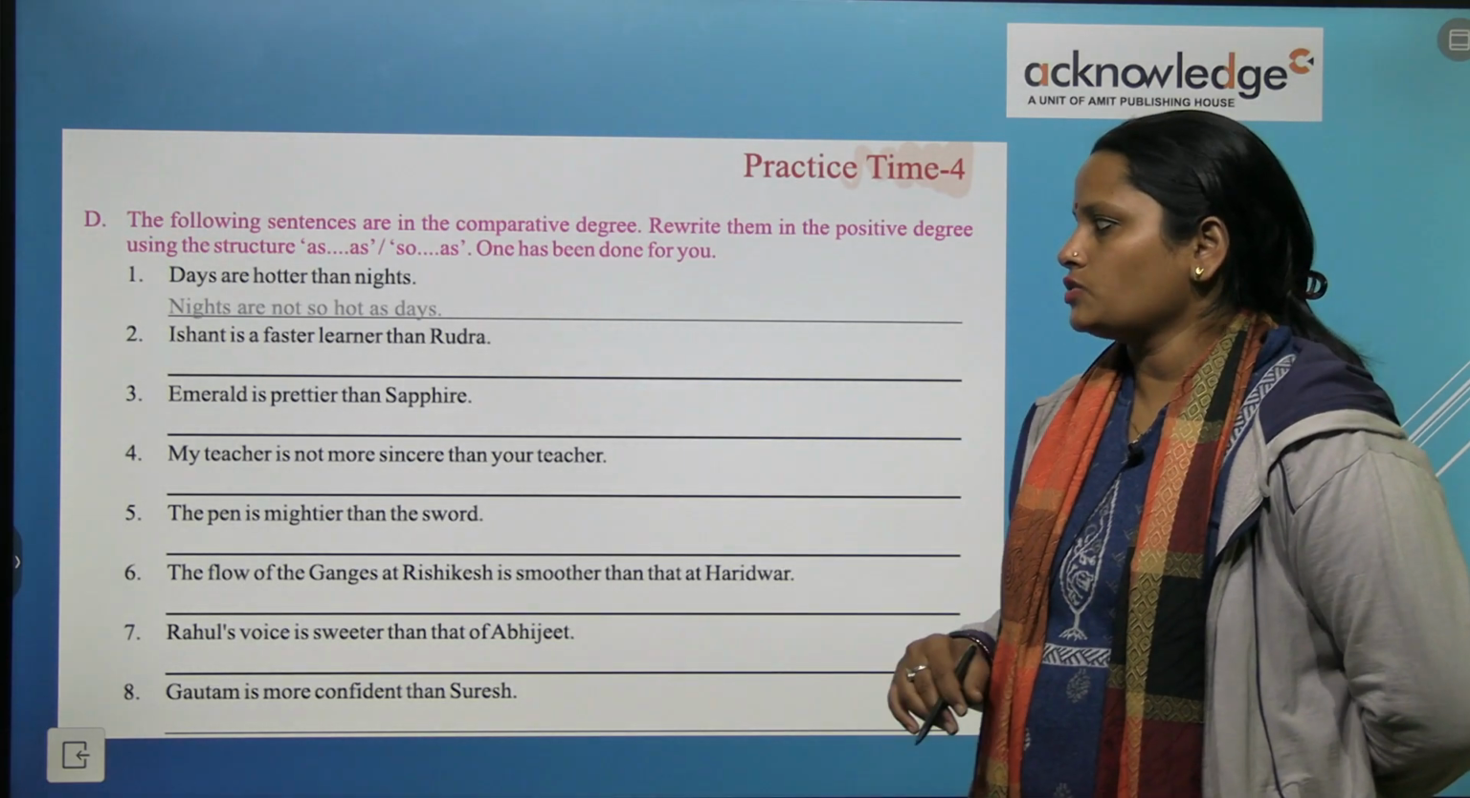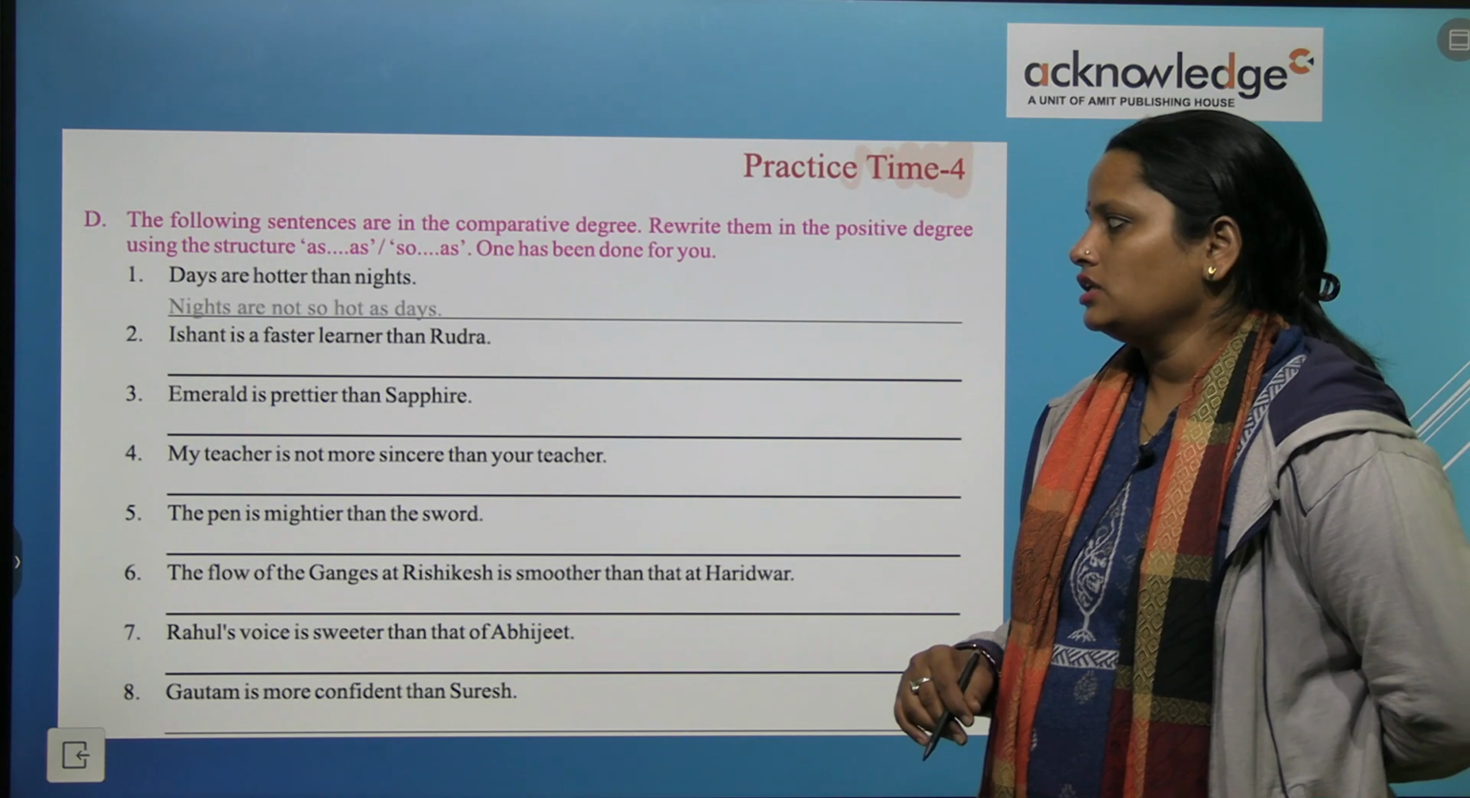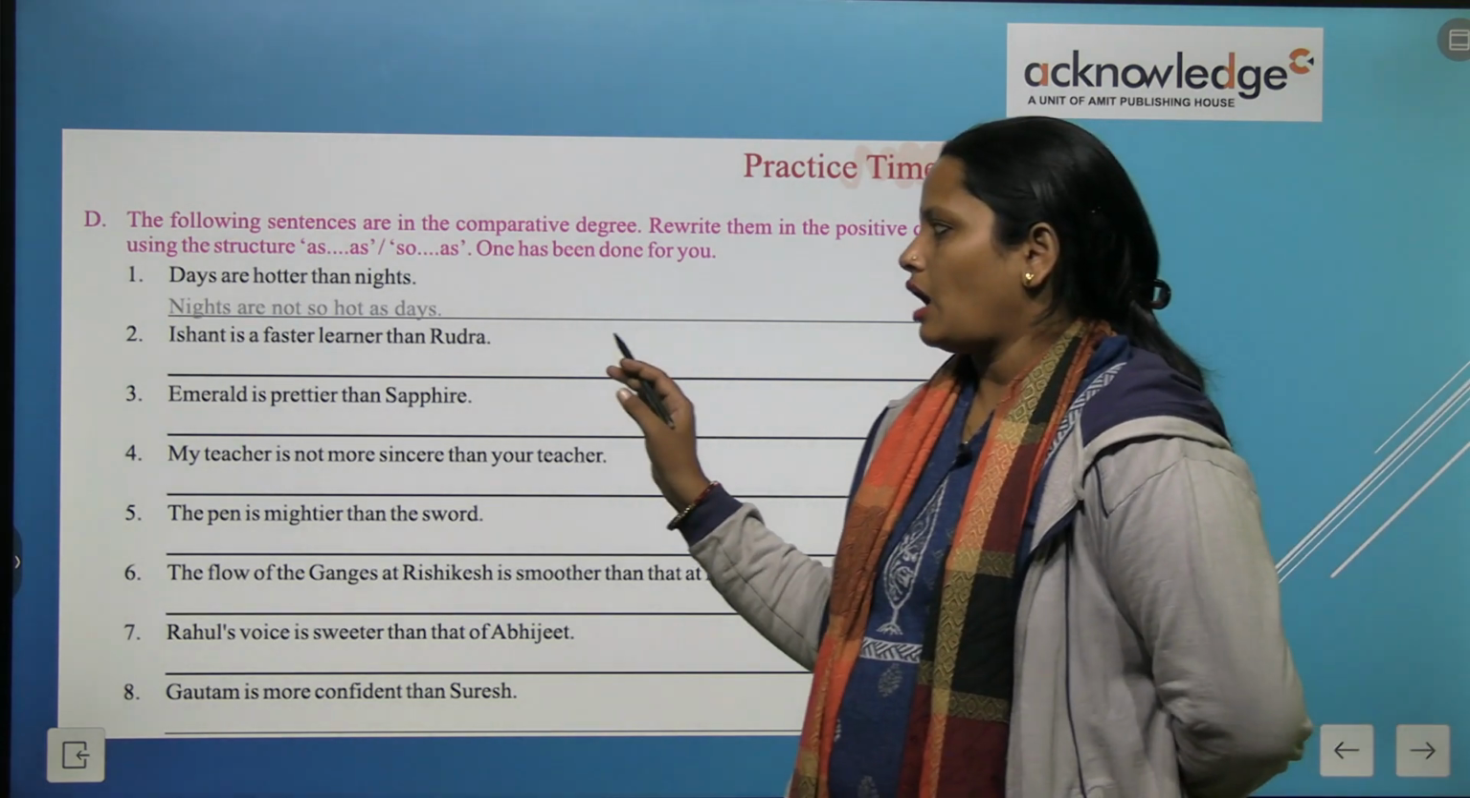So the next one is: Ishan is the fastest learner than Rudra. So now what will we write?